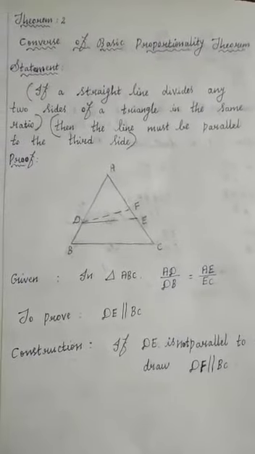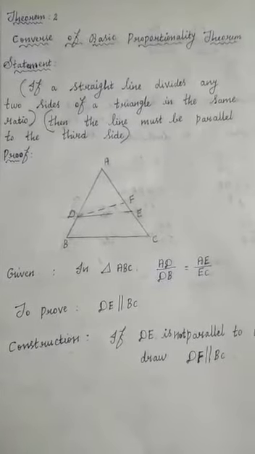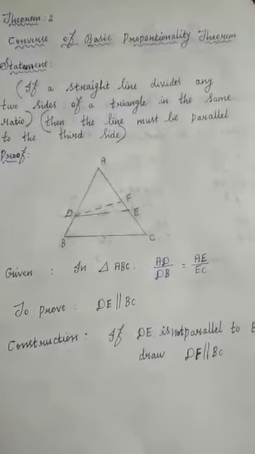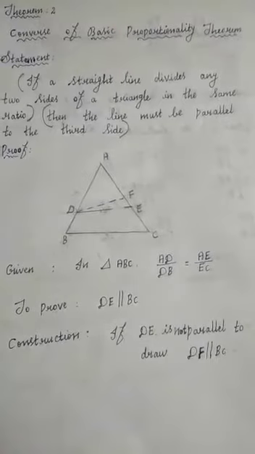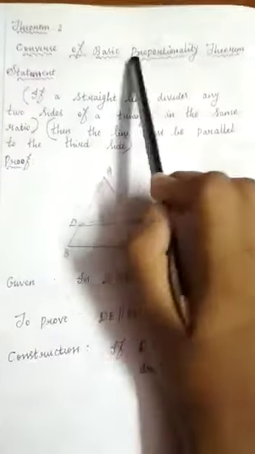Reversely, in the BPT theorem, what you considered as the given part, that part here you are going to prove. What you proved there, that part here you are going to consider as the given part. Reversely you are going to take. So that's why we call it the converse of the basic proportionality theorem. Okay, so now see the statement.